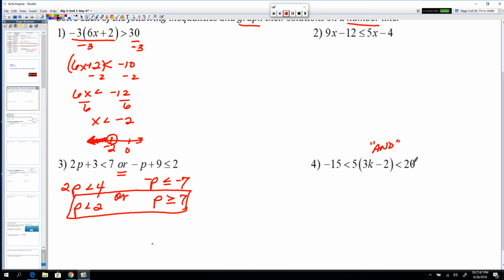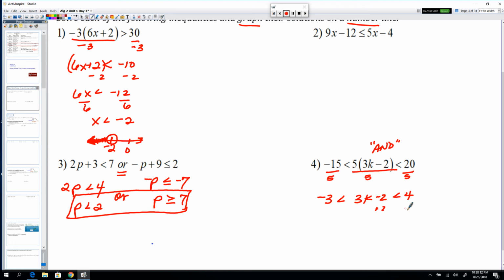In order to isolate the values of k that make this whole thing a true statement, we start by trying to dig k out of this mess. The first thing we would do, there's nothing to add or subtract. We would need to divide everything by 5 simultaneously. So we'd have -3 is less than 3k minus 2, and that's less than 4.